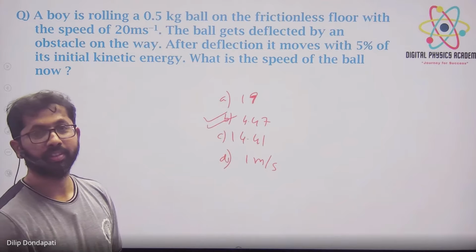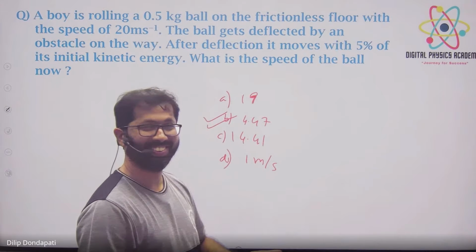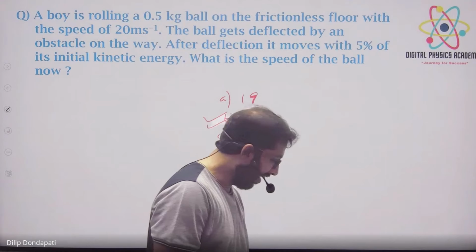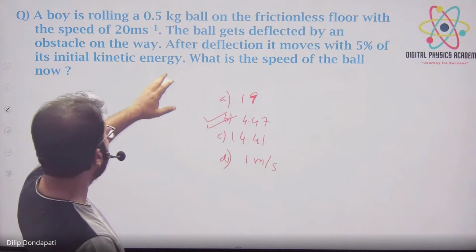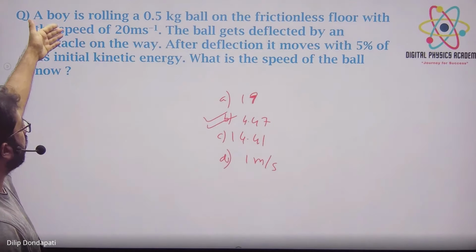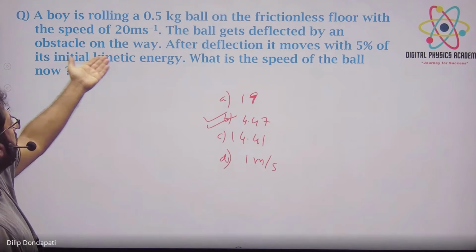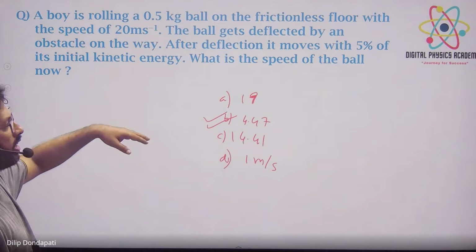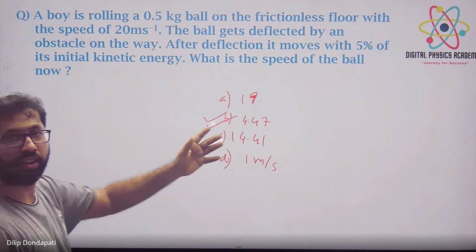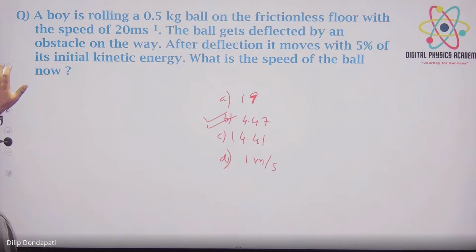Perfect answers. Oh, it's V square. Who told you to do c square? What will 4 square be? Still, sir, I'll get one only. So easy, right? First find the initial kinetic energy, half m v square. Then 5% of the initial kinetic energy gives the final kinetic energy, then put it in half m v square and you'll get the answer. This is the answer, 4.47. Perfect, let's see the next one.